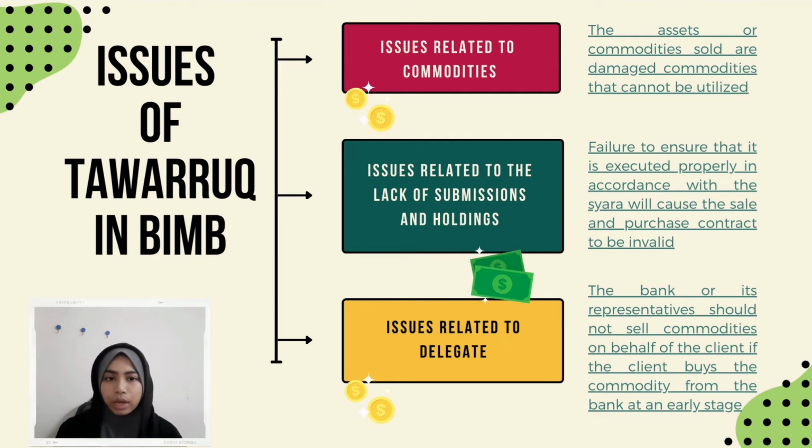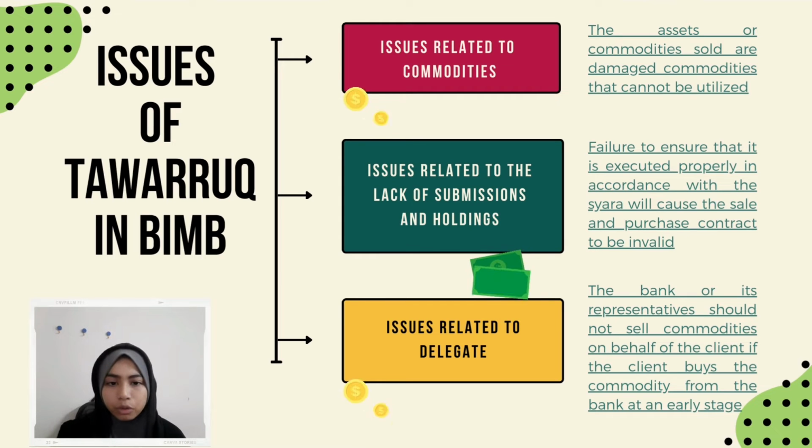The last issue that I will disclose is issues related to delegates. The bank or its representatives should not sell commodities on behalf of the client if the client buys the commodity from the bank at an early stage. Instead, the customers have to sell the commodity on their own or through their own representative. What the bank can do is provide the information that the customer needs to sell the commodity.